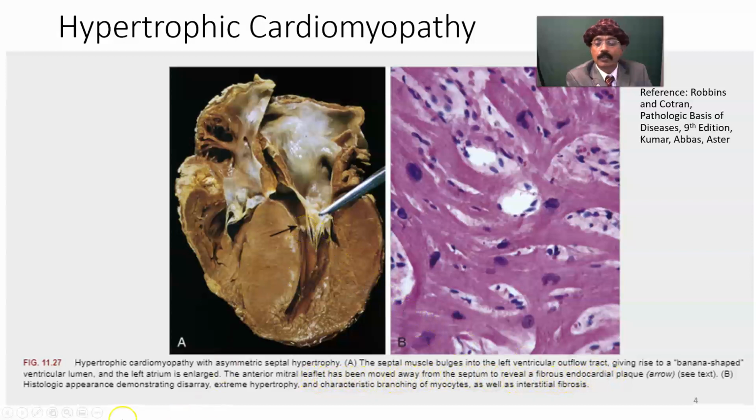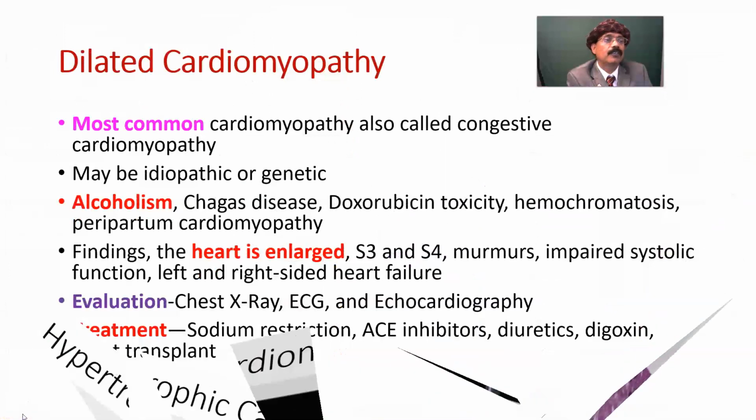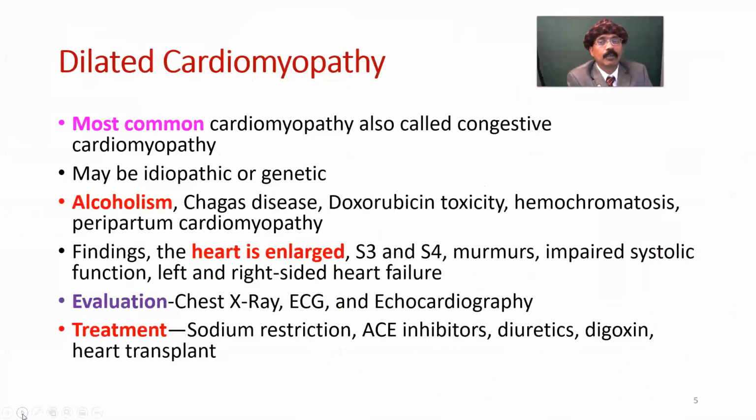Okay, so the histologic appearance demonstrates disarray and extreme hypertrophy of the muscle. Muscles are disoriented, with characteristic branching of myocytes as well as interstitial fibrosis. You may get fibrosis. So the cardiac muscle nuclei are disorganized, disoriented, hypertrophied, and it is blocking the outflow tract of the left ventricle. There will be asymmetric enlargement of the interventricular septum.